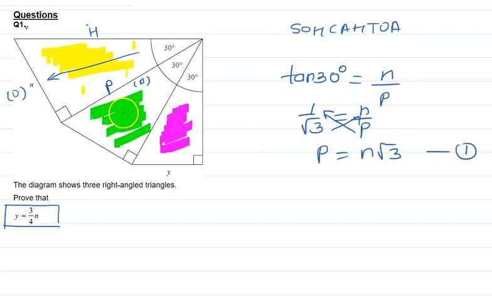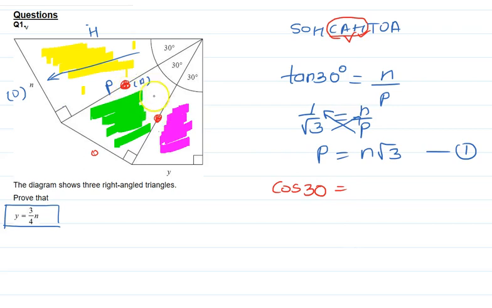Let's take this green angle. In the green triangle, we have P, and we want to find this side. This is again the hypotenuse in this triangle, this is opposite, and this is adjacent. So hypotenuse and adjacent come in cos. In this green triangle, we are going to apply cos 30, which is adjacent over hypotenuse.